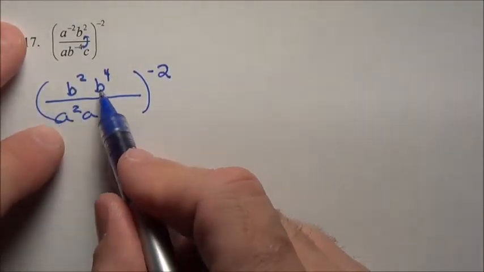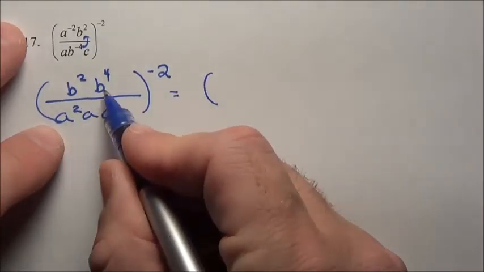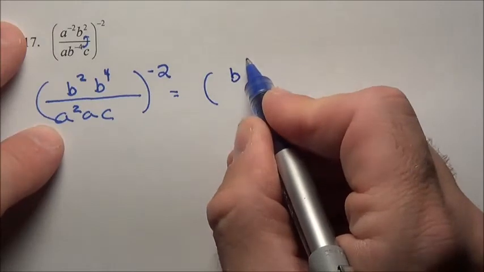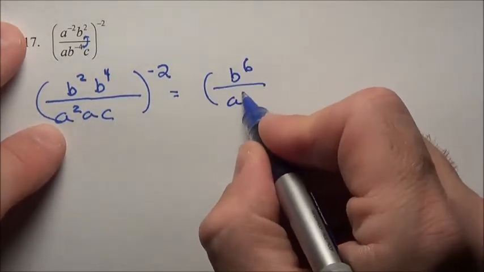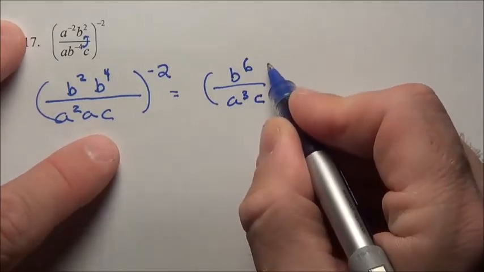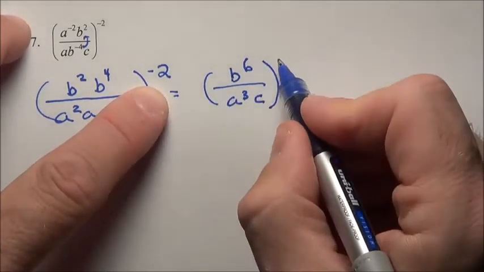Does anybody cross out? No, but I can put these together. So I have B to the second, B to the 4th. That's B to the 6th power. A to the second times A, that's A to the 3rd, then times the C, and it's to a negative 2. Now that I've cleaned this all up, I'm going to rewrite it.